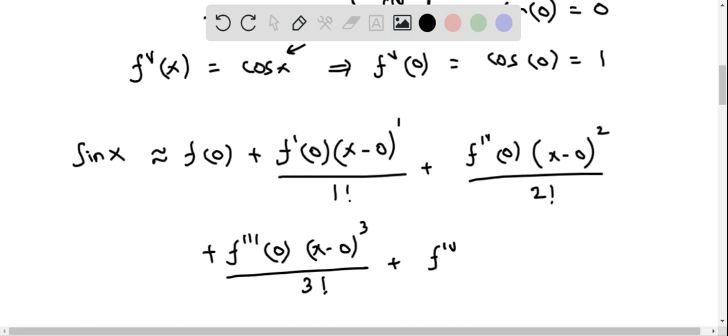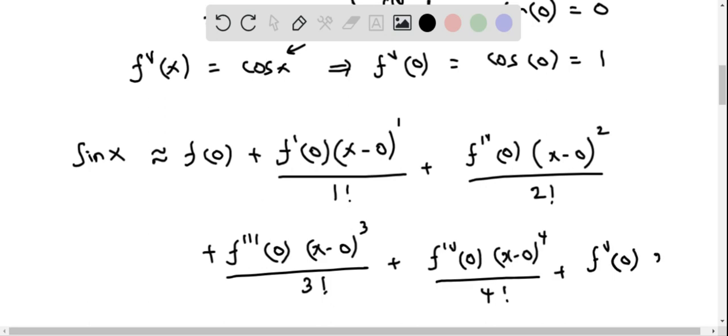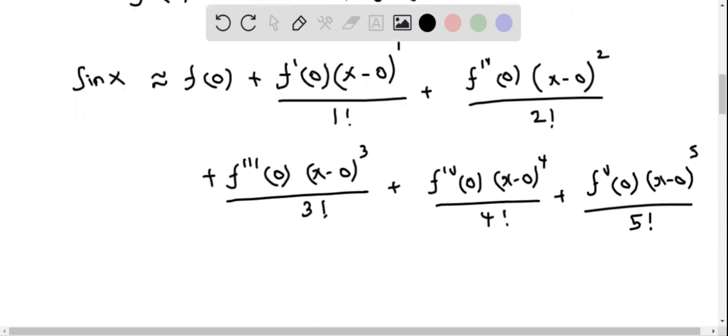Plus f fourth derivative of 0 times (x minus 0) raised to the power of 4 divided by 4 factorial, plus f fifth derivative of 0 times (x minus 0) raised to the power of 5 divided by 5 factorial. We stop here since we want to find only the fifth degree polynomial. So now we have to plug in all the values that we have found earlier.